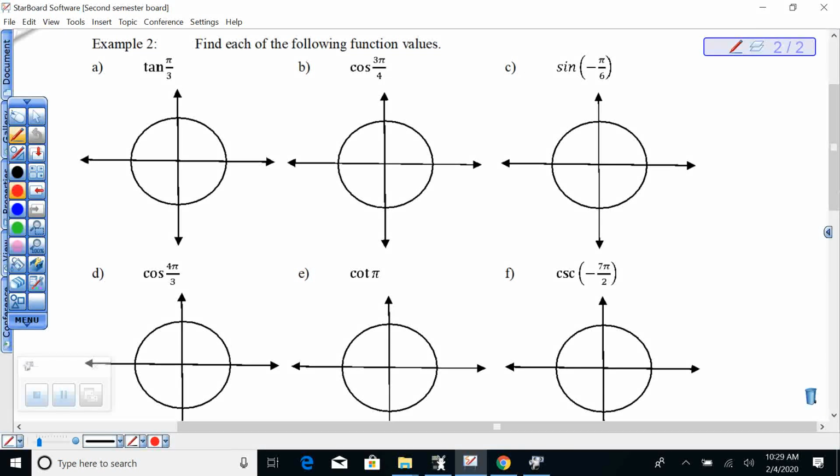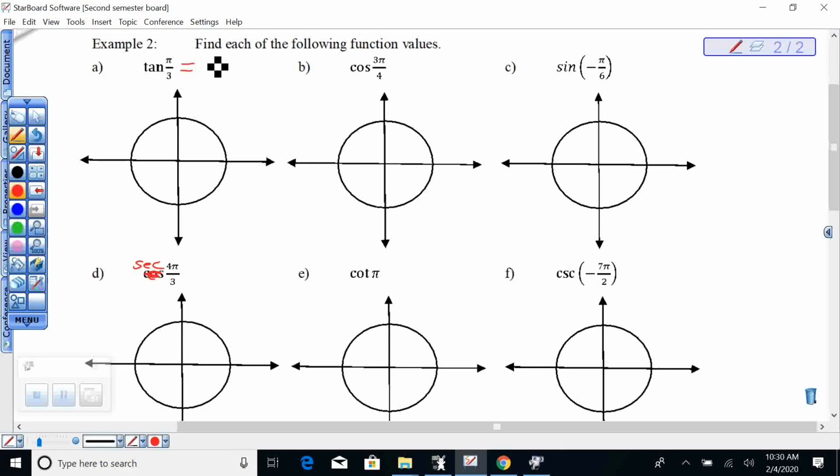I would like to change d from cosine to secant. That way you have an example for every different trig function, all 6 of them, so that you know what to do. Okay? So we're going to start with the tangent of pi over 3. First thing I'd like you to do is decompose tangent into terms of sine and cosine. Remember, I don't want you to think in tangent. I want you to think in sine and cosine. So what is tangent equal to in terms of sine and cosine?